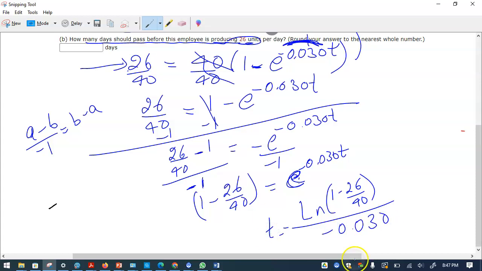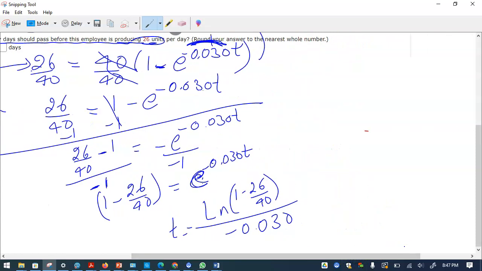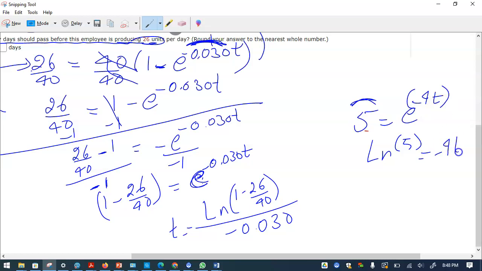Now, if you get confused with what I wrote here, let's put it like this. If I have 5 equals e raised to minus 4t, what all this means is you write the logarithm of this output, the output becomes the input, and the input right here is minus 4t. And then finally you have to divide by minus 4. So t equals ln of whatever is on the left side, and then divide by the coefficient of t. So that's all I did.